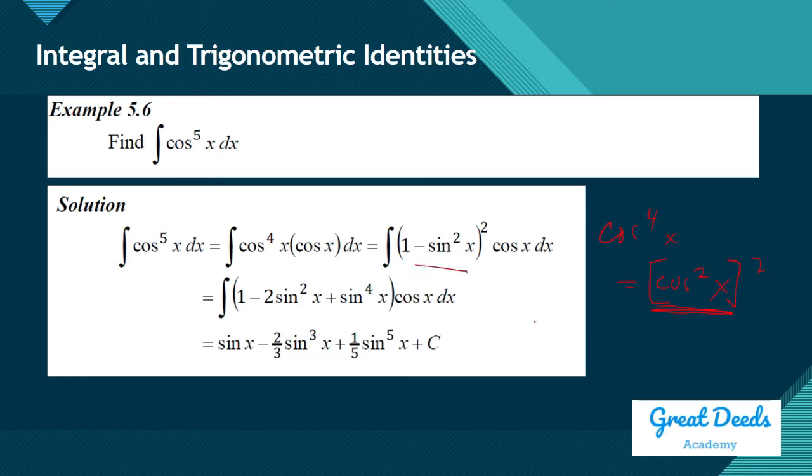So again, cosine of x raised to 4 is the same as the square of cosine of x, all of that squared. You replace this by this. What do you do next? Well, look at this. You will expand this. (a - b) squared is equal to a squared minus 2ab plus b squared. So this is the result.